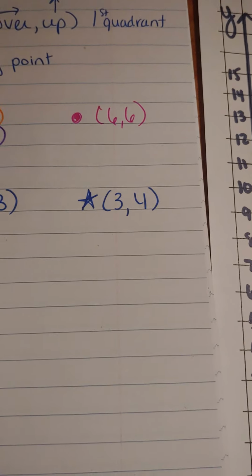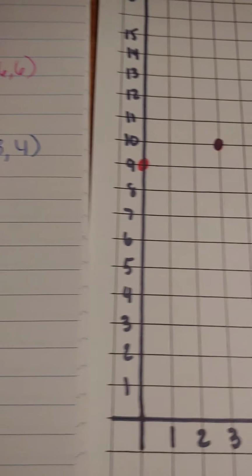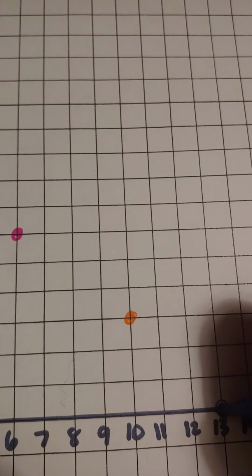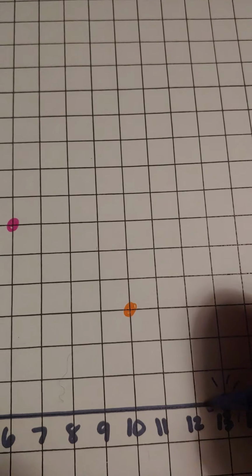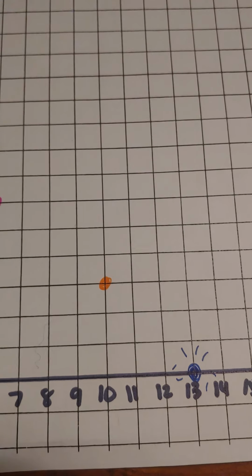Now what I'm going to do is I'm going to actually plot 3 points. So 13, 0, I'm going to put a sun. So I'm going to go over 13, up 0. So I'm going to put a sun there. Very good. So that's 13, 0, over 13, up 0.